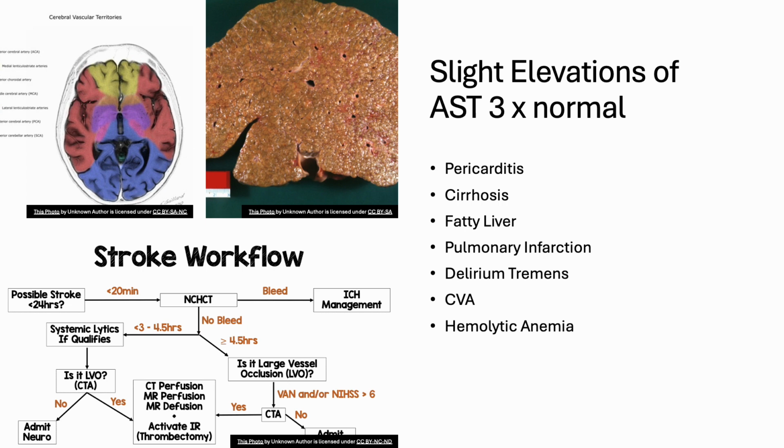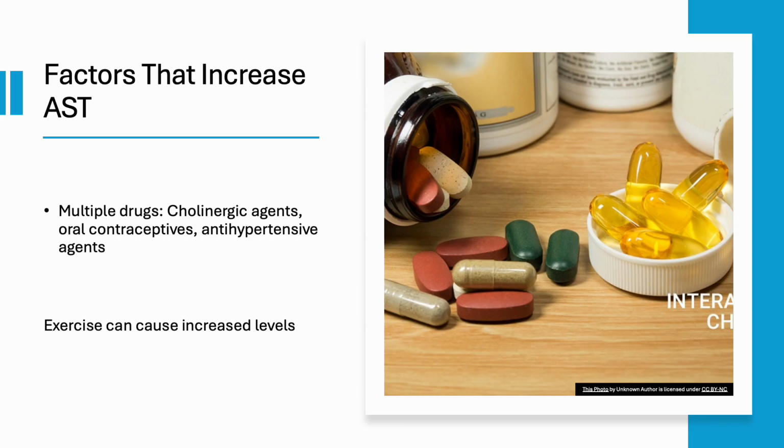Slight elevations of AST, or 3 times the normal values, can be caused by pericarditis, cirrhosis, fatty liver, pulmonary infarction, delirium tremens, CVA, or hemolytic anemia. Interfering factors, or factors that increase AST, include multiple drugs. The ones that I'm going to remember are cholinergic agents, oral contraceptives, antihypertensive agents. Also, exercise can cause increased levels.